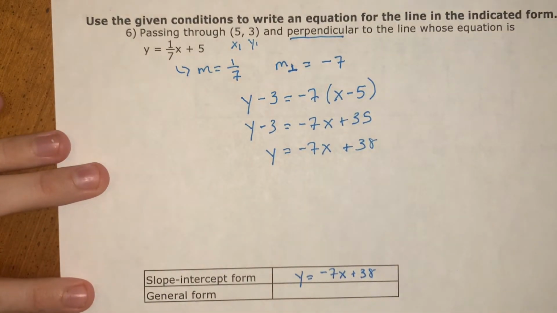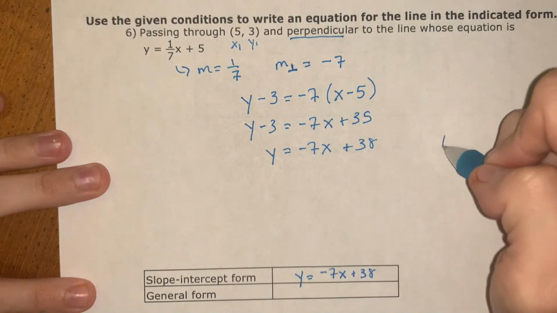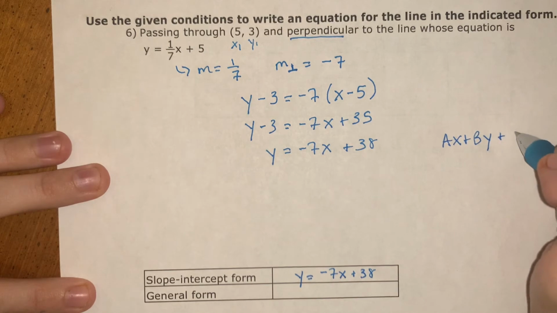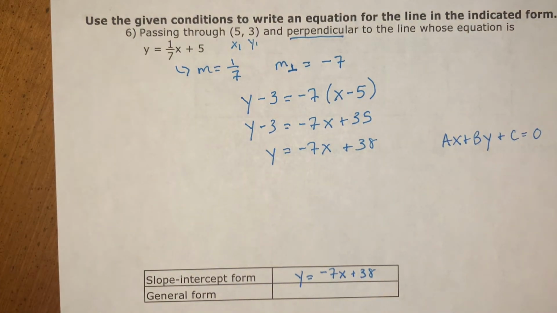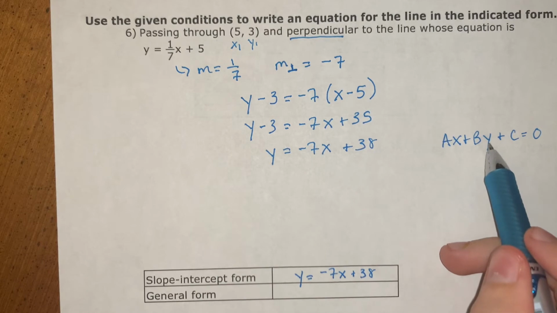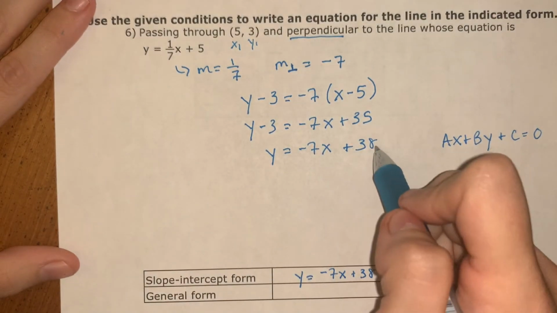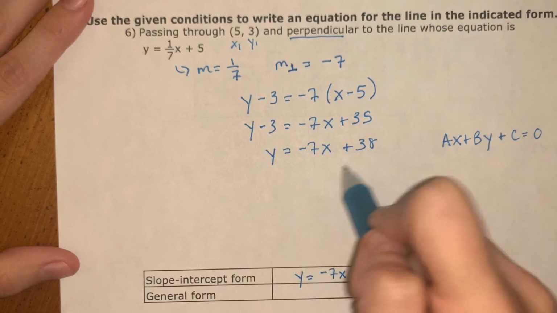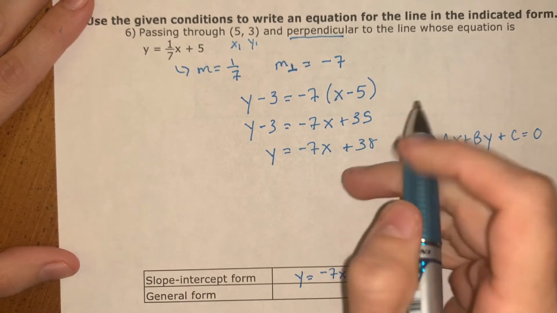So if I want it in general form, we're going to do ax plus by plus c equals 0. So that's what general form is. So we want to get everything over to one side. We want to lead with x, then y, and then the constant term. So you can either move the y over here or move both of these over this way. I'm just going to move the y over. It's one thing to move over.